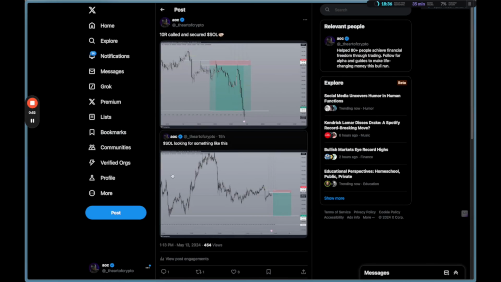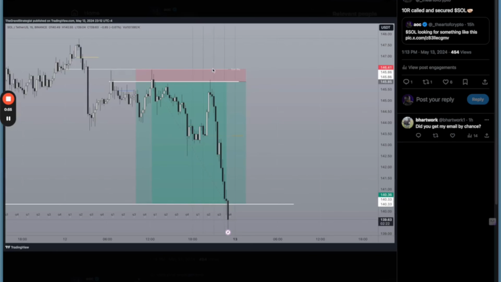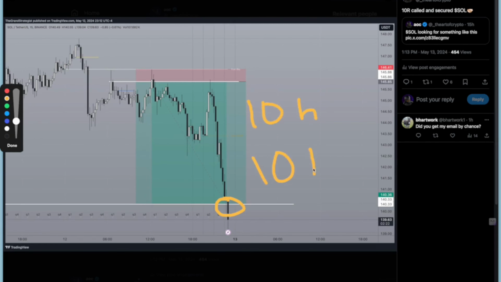So this is what I posted yesterday publicly, and this morning when I woke up, boom, it came exactly to the entry. The stop loss was just perfect enough to not let me get stopped out. So this was the TP, which hit within 10 hours, and this returned a total of 10R.